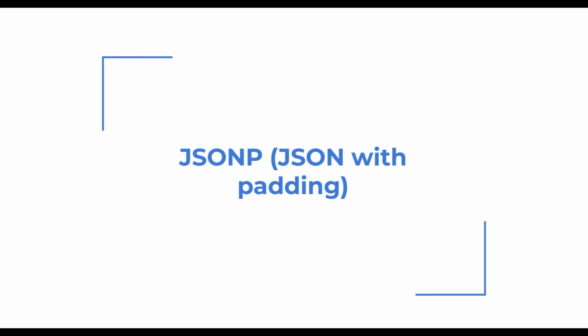JSONP, or JSON with padding, is another method that allows cross-domain requests. Unlike traditional AJAX, JSONP takes advantage of the fact that the browser allows you to load JavaScript from external domains. Instead of making an AJAX call, you insert a script tag that loads data from another site, and the response includes a function call with the requested data. However, JSONP only works with GET requests and is considered outdated in modern development.